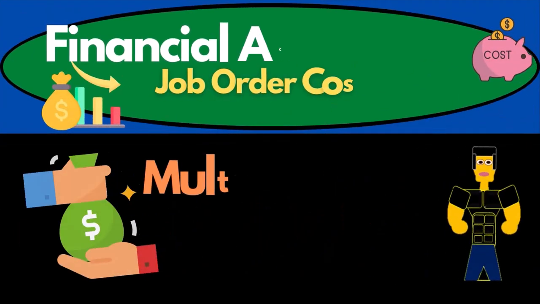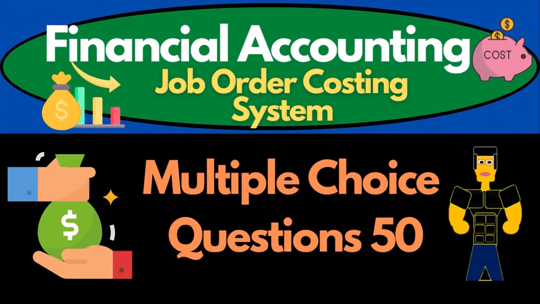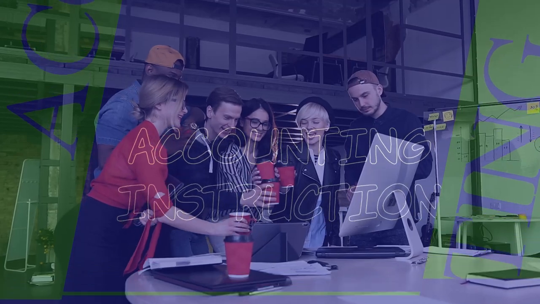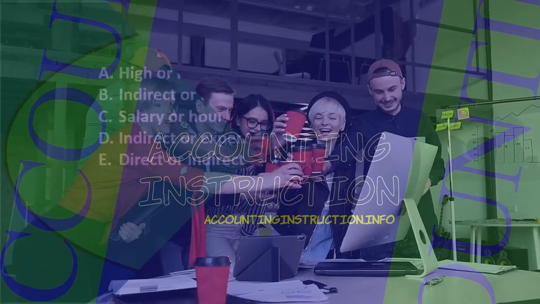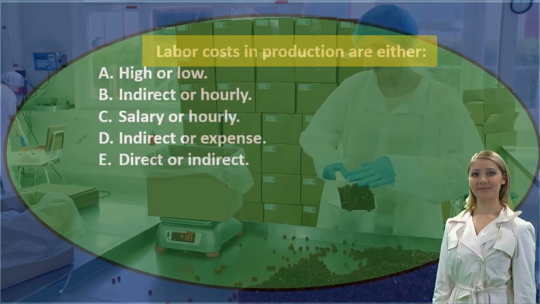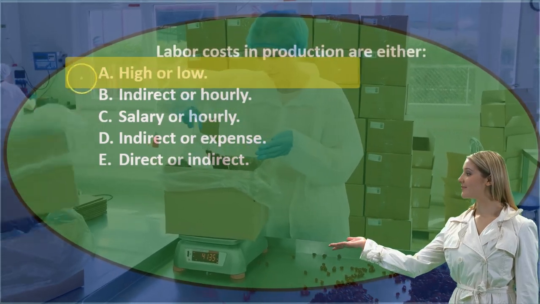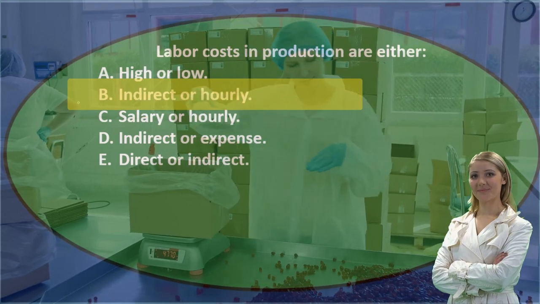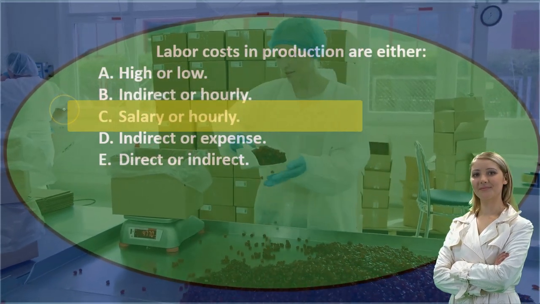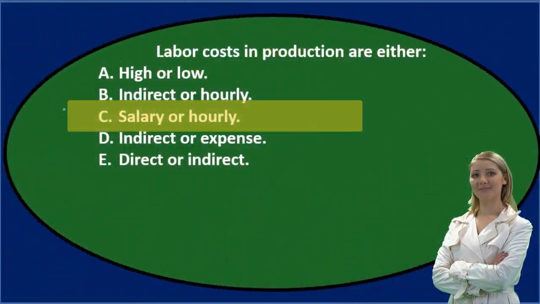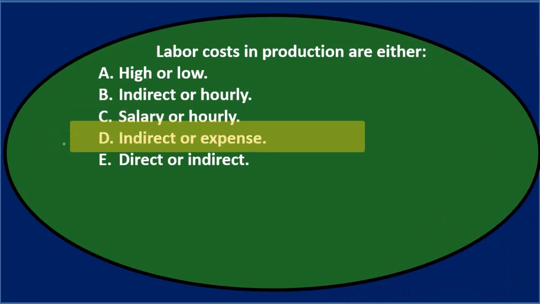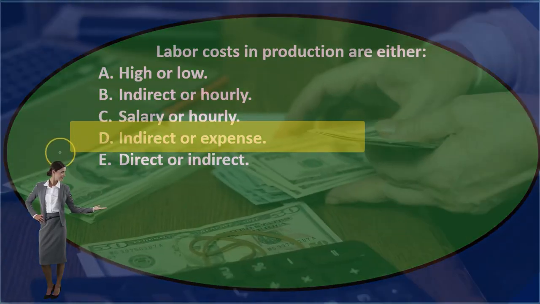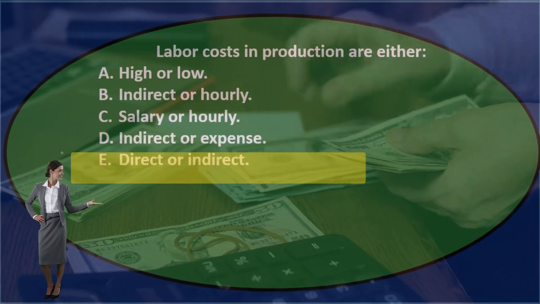In this presentation, we will take a look at multiple choice questions related to a job cost system. First question: labor costs in production are either A, high or low, B, indirect or hourly, C, salary or hourly, D, indirect or expense, and E, direct or indirect.